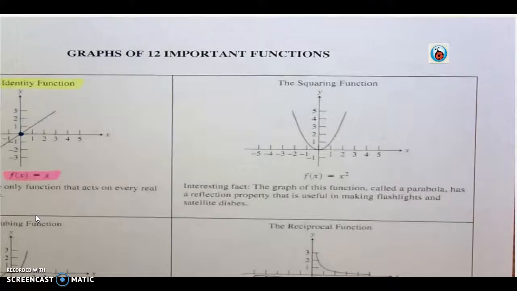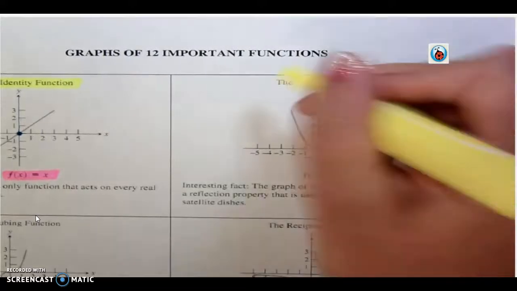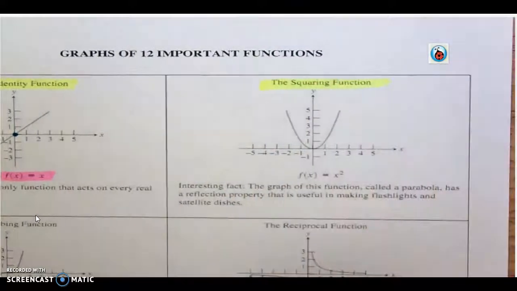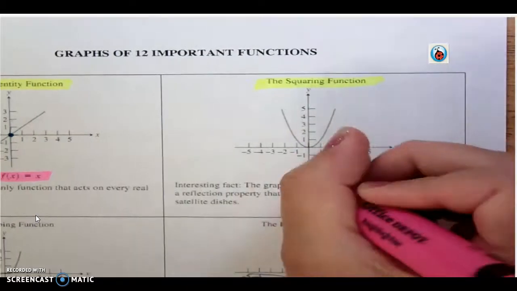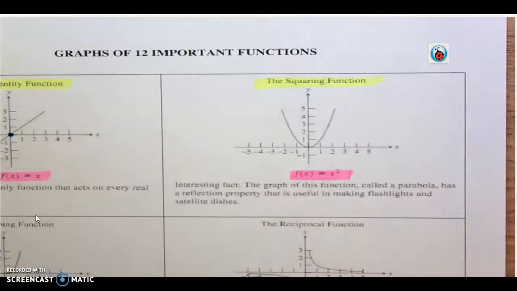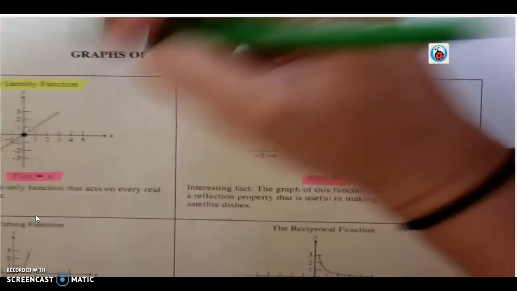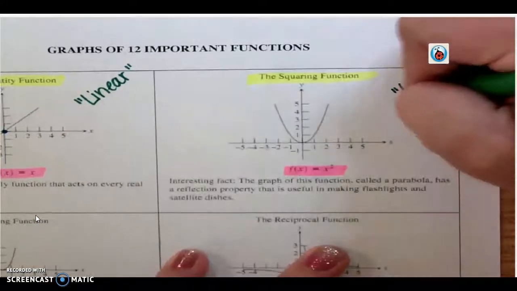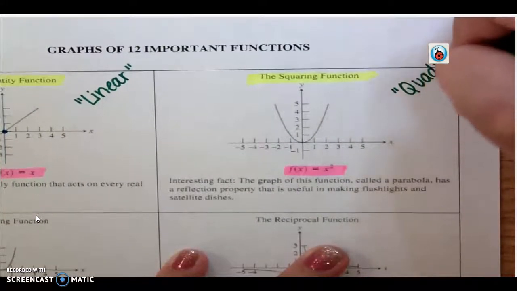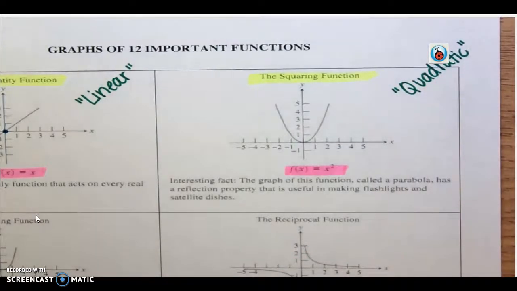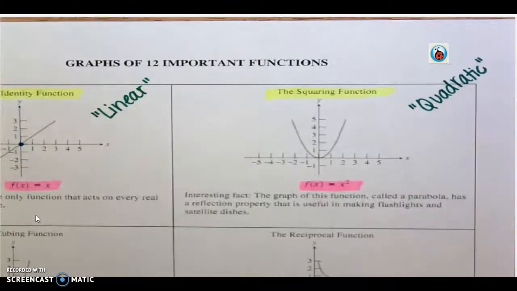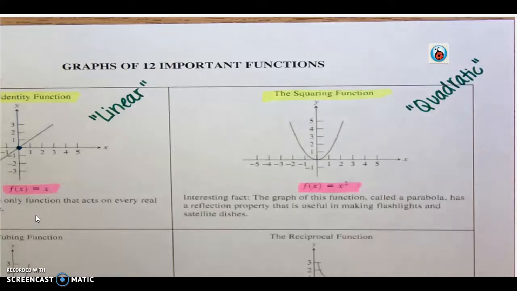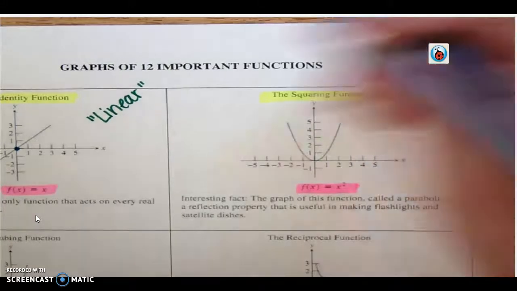Okay, so the next one that we're going to take a look at is called the squaring function. The equation for the squaring function is f of x equals x squared. So you think about this as being a quadratic. And let's put here linear. You hear those terms, and you also hear quadratic here. So we want to see if it's continuous. There are no holes or no asymptotes here, so it is continuous.